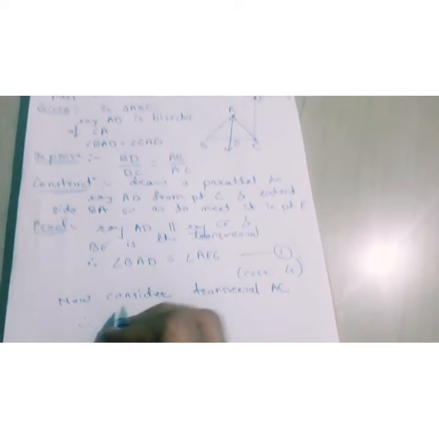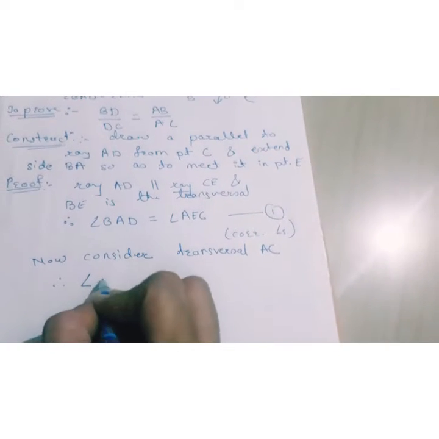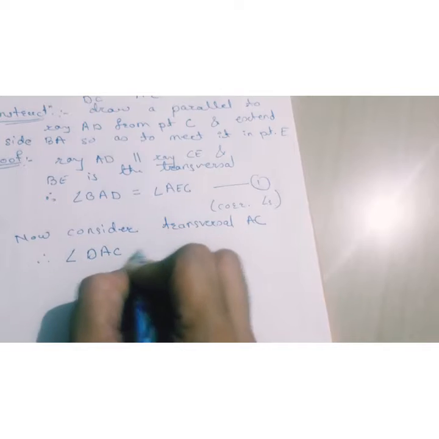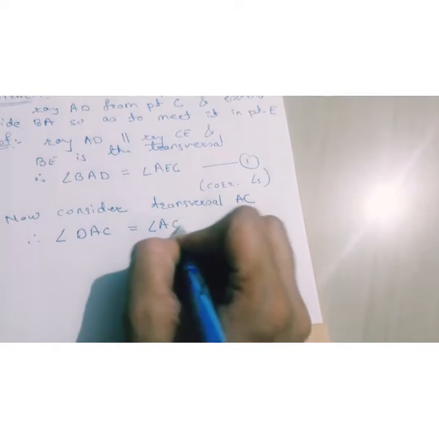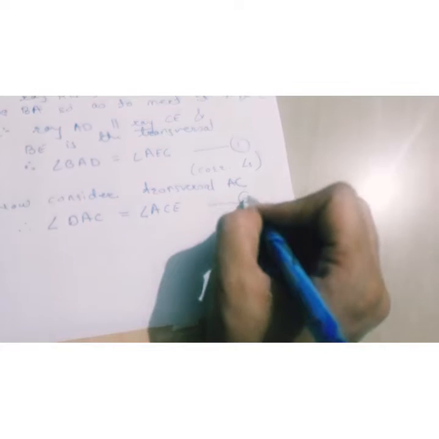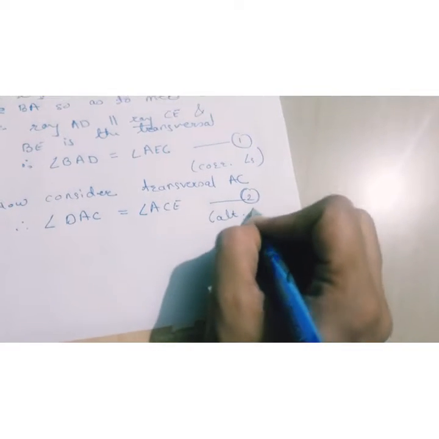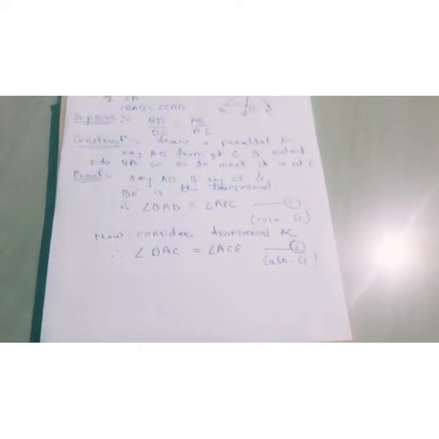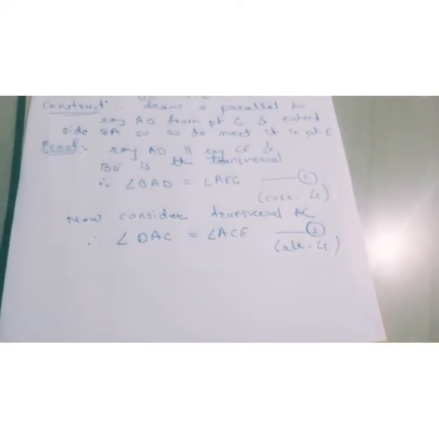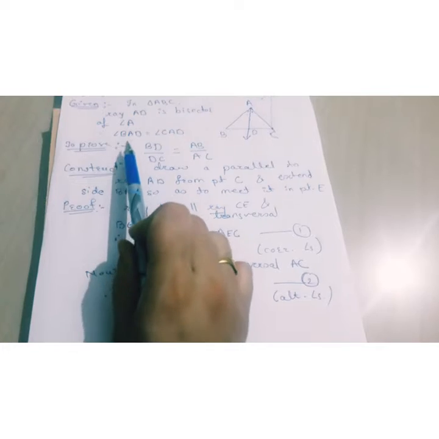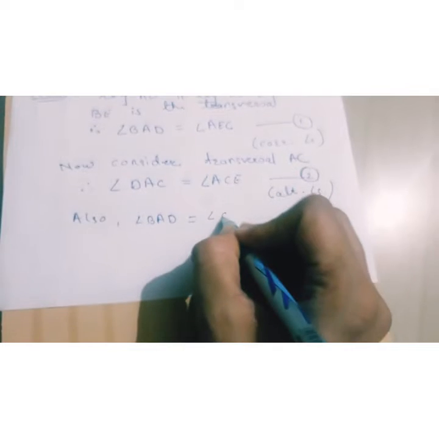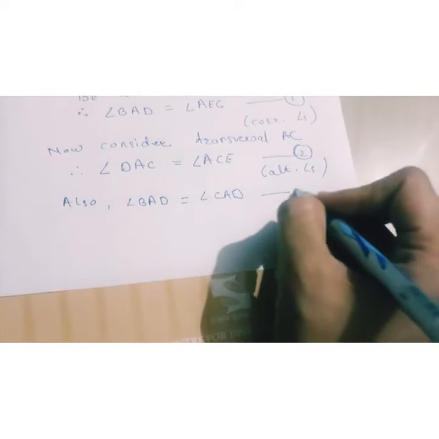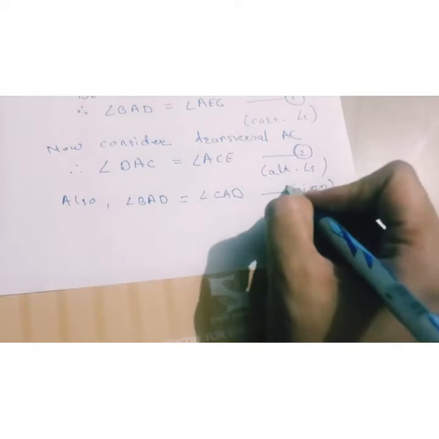Therefore, can I write here directly angle DAC is the same as angle ACE. Give that as equation number 2, and these are the alternate angles. Now, from the given information, we have these two angles equal. So just write that also: angle BAD is the same as angle CAD. This is the given thing, and give this as equation number 3.